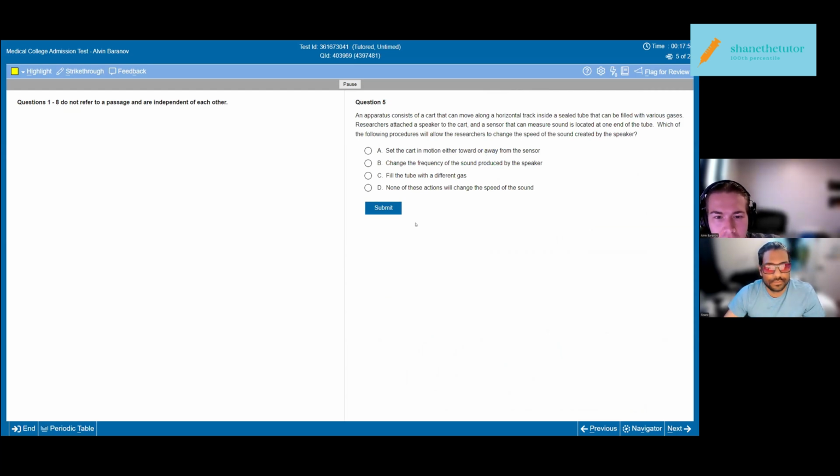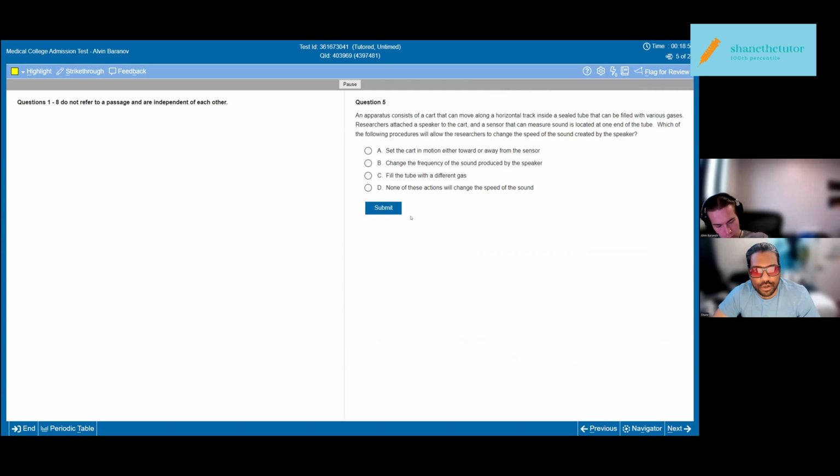This is the last one, about the Doppler effect. An apparatus consists of a cart that moves along a horizontal track inside a sealed tube that can be filled with various gases. Researchers attached a speaker to the cart, and a sensor that can measure sound is located at one end of the tube. Which of the following procedures will allow the researchers to change the speed of the sound created by the speaker? This time we're changing the speed of sound. With the various gases, that matters because sound travels at different speeds depending on the density of gases. More dense, faster.